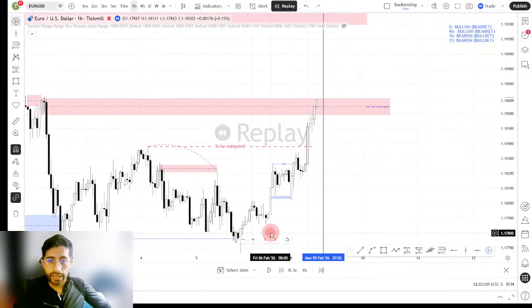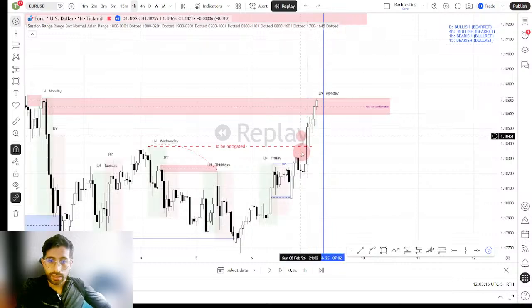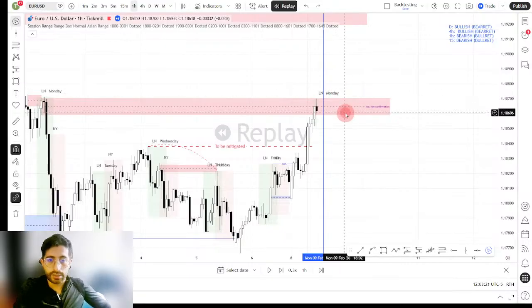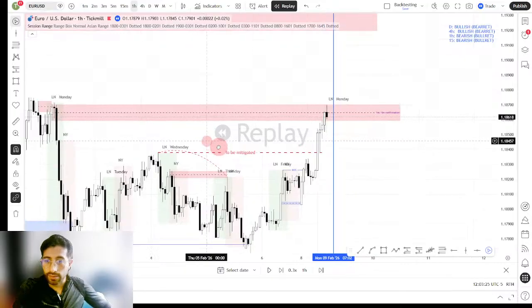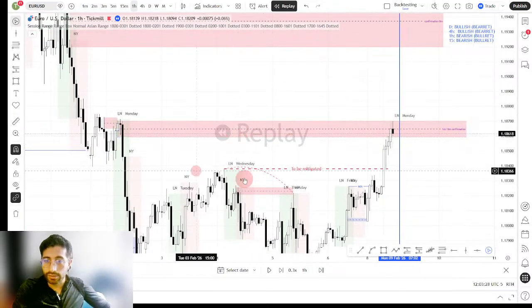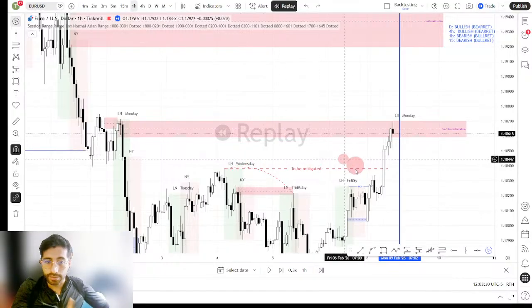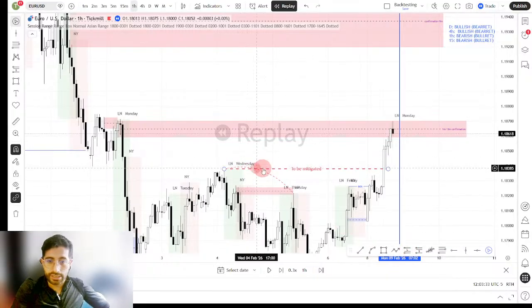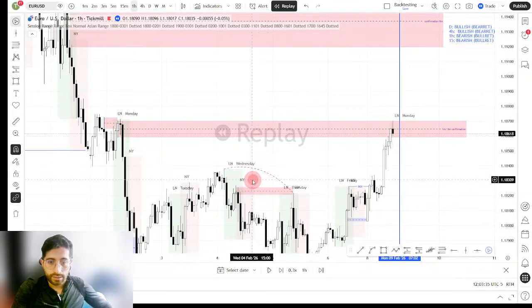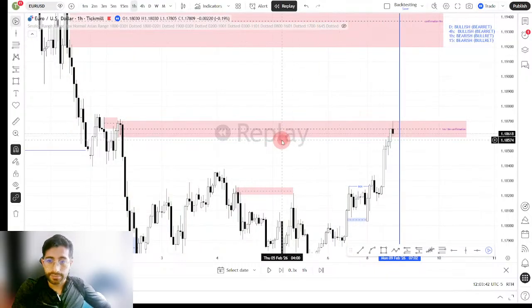But look what actually happens from Sunday to Monday. This is London session, London Monday. The price starts pushing up, and it seems it's kind of respecting the 15 minutes range. Remember that this is the 15-minute range. But look, the price did take the liquidity of these highs.